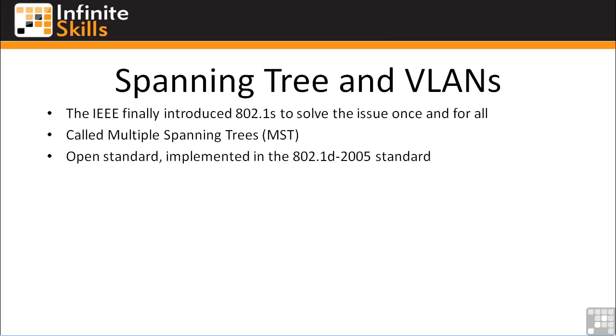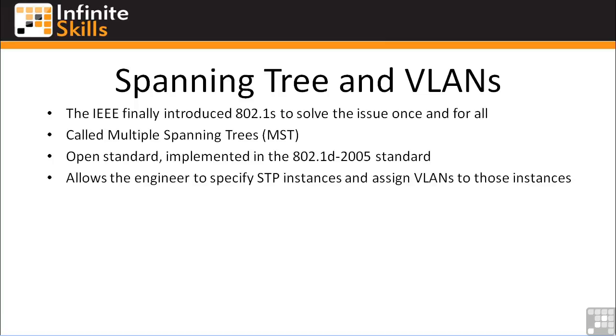It is implemented in the 802.1d-2005 standard when it was all rolled together, which means any switch out there can use MST to control what VLANs use what spanning tree instances. And essentially the way MST works is it allows the engineer to specify spanning tree instances. And you say that switch 1 is the root for instance 1 and switch 2 is the root for instance 2. And you assign VLANs to those instances.